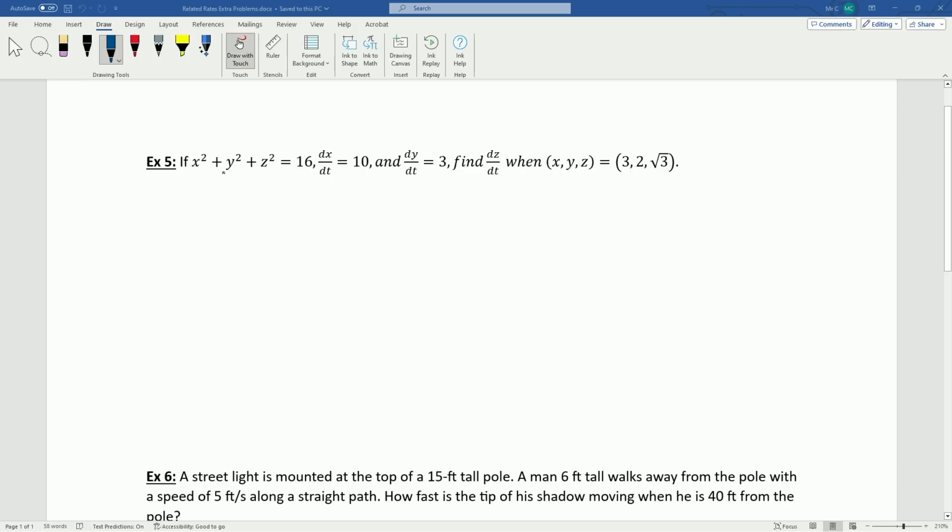Here we've got: if x squared plus y squared plus z squared equals 16, and dx/dt equals 10, and dy/dt equals 3, find dz/dt when x, y, and z, the point, is (3, 2, square root of 3). So this is actually the equation for a sphere, and this is just a point on that sphere. And these are the speeds at which the particle at that point is moving along the sphere. Okay, so let's start by taking a derivative. We'll take the derivative with respect to time of both sides of our equation.